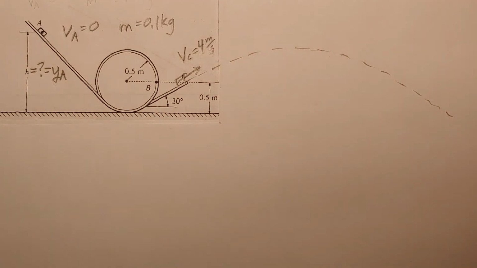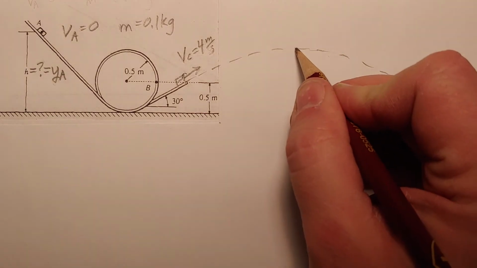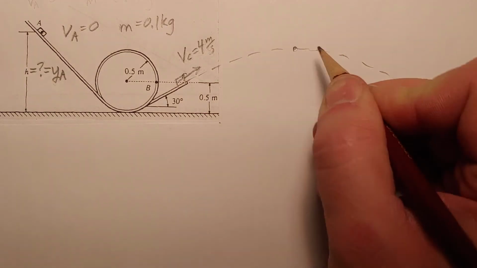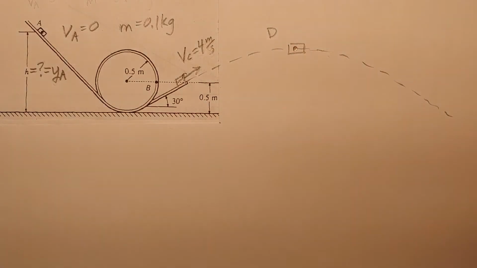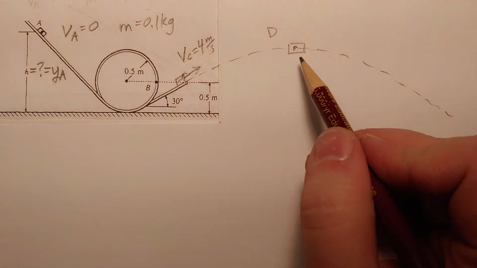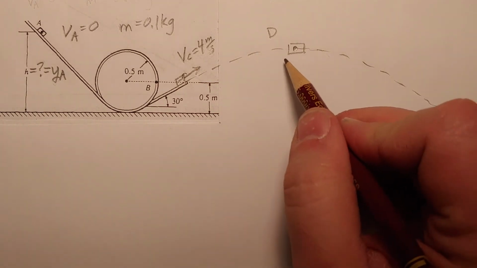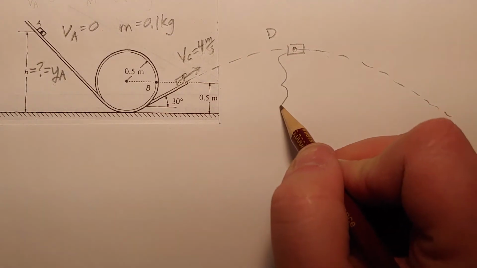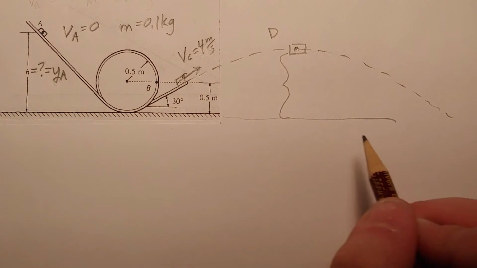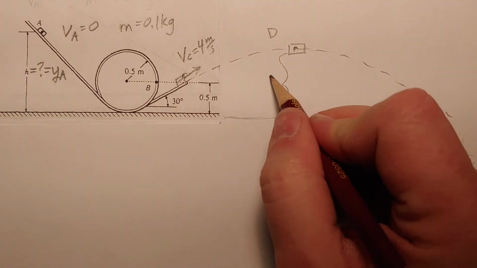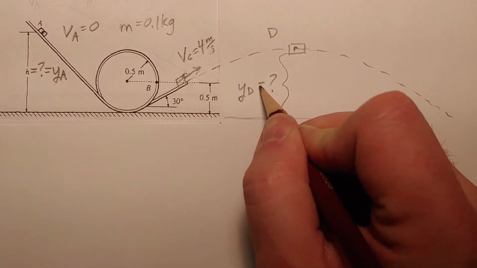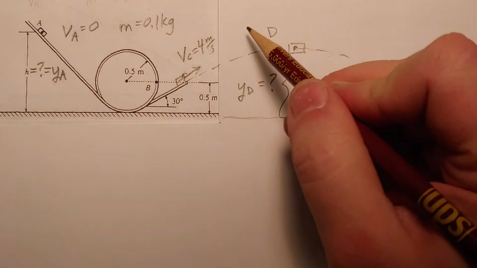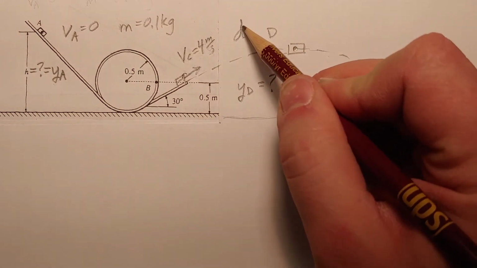However, since we are in the energy unit, we should make sure that we know how to deal with it using energy. And so I'm going to talk about the block when it's at our maximum height. We'll call that point D. And we know at point D, it's obviously going to be up in the air. That's actually what we're trying to find, the height above the ground. That's going to be the y position at point D. So that's what we're trying to solve for here in question D.